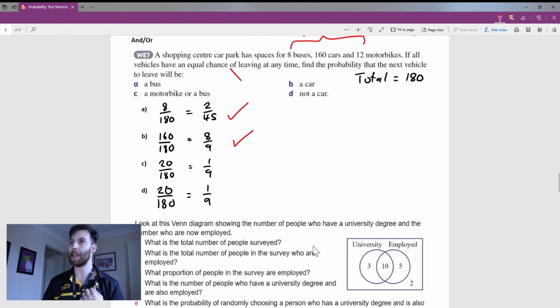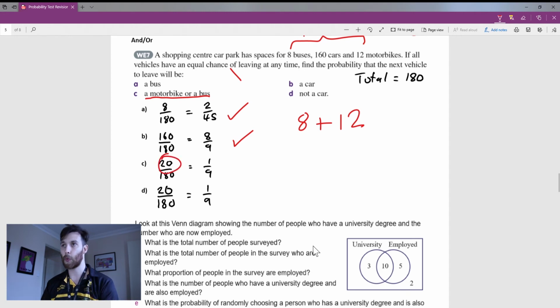Where it gets a little trickier is where you have to find the probability that it's either a bus or a motorbike, because for that one, you've got to take those 8 buses, add them to the 12 motorbikes that are there, which is where the 20 here comes from. So it's 20 vehicles. It can be a motorbike or a bus, so either of those are fine. That's why we add them together out of the 180, which gives us 1 over 9.